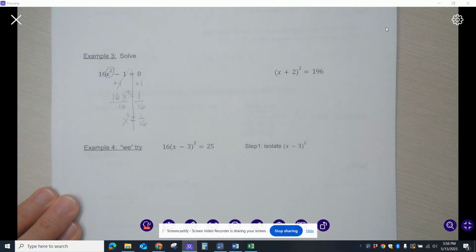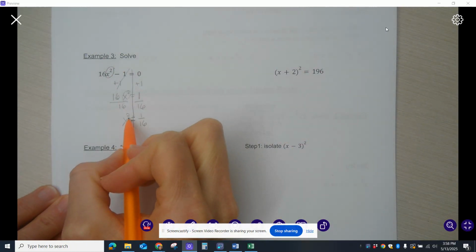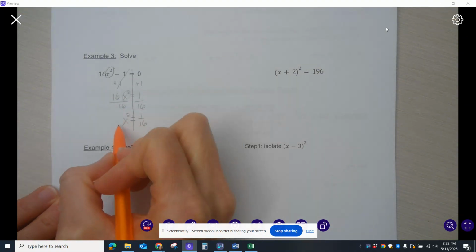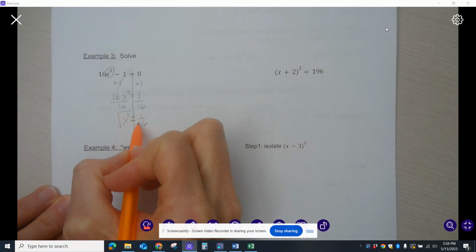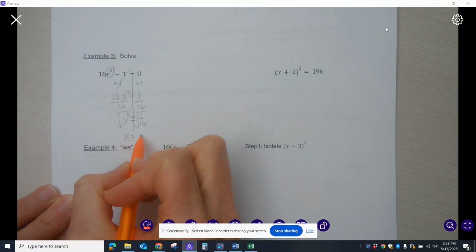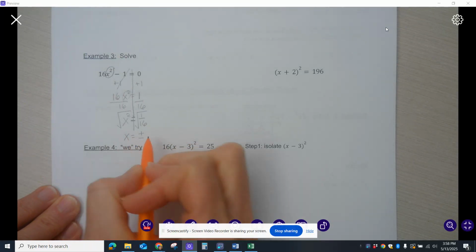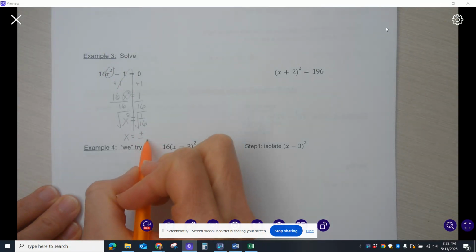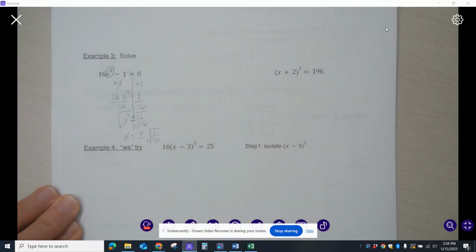Okay, and then yesterday we learned to get rid of the power of 2, or to undo x squared, we use a square root. And we also learned when we do this, we are going to get two answers, one positive and one negative. So we put the plus or minus in there. And then we have plus or minus the square root of 1 over 16.